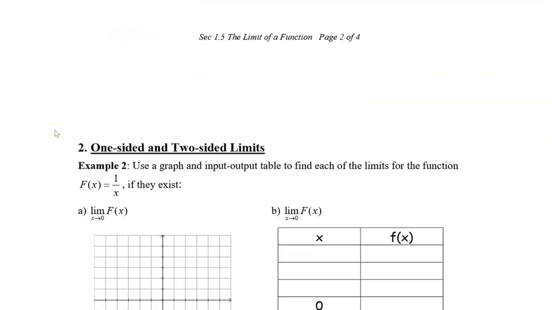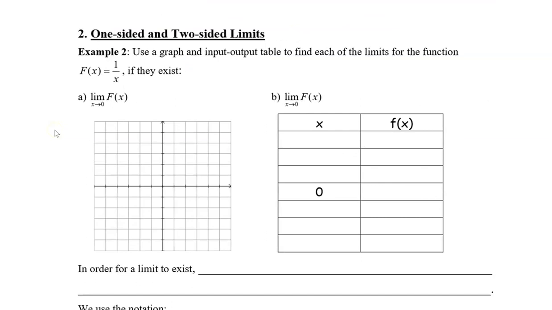All right, next we're going to take a look at one-sided and two-sided limits. So we're going to use a graph and an input-output table, which is basically a table of x and y values, to find each of the limits for the function f of x equals 1 over x, if they exist. Now, actually, I'm going to do this in reverse. We're going to fill in the table, because the table will help me draw the graph. All right, so I'm going to pick some numbers: -2, -1, let's pick -0.5. And then from the other direction, let's pick 2, 1, and 0.5.